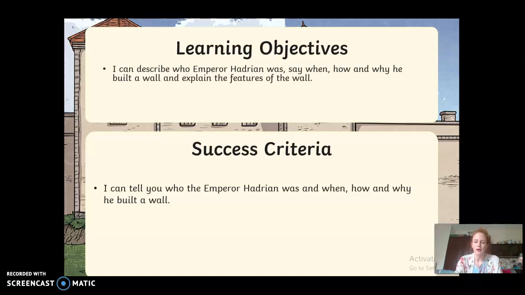So, what's the learning objective? Describe who Emperor Hadrian was, say when, how, and why he built a wall, and explain the features of the wall. So we are going to learn about Emperor Hadrian, about the wall he built, and we are going to be able to explain how this wall looked and what kind of features it had.